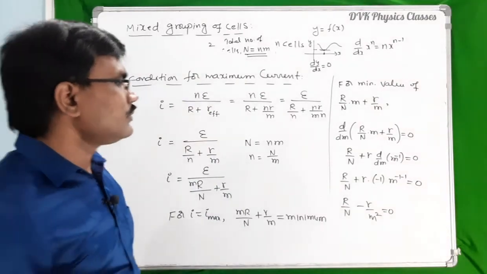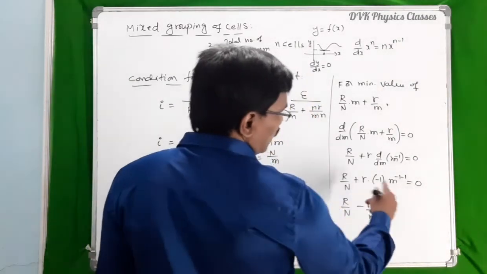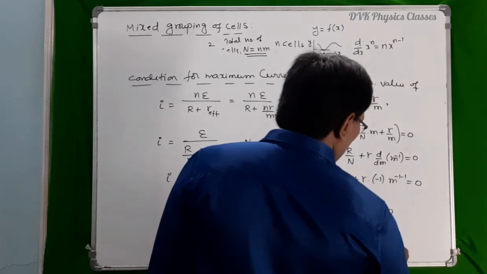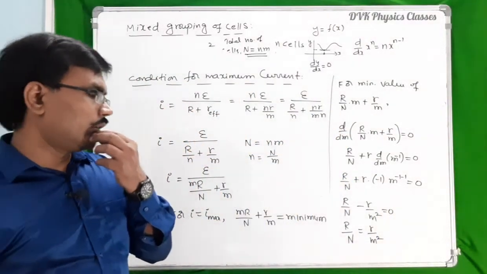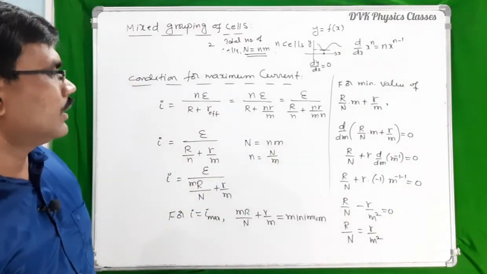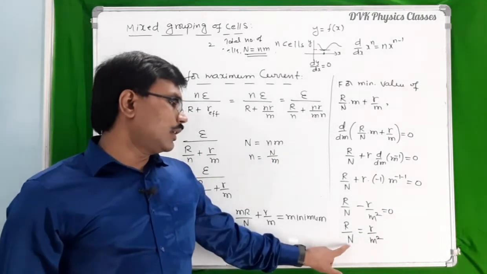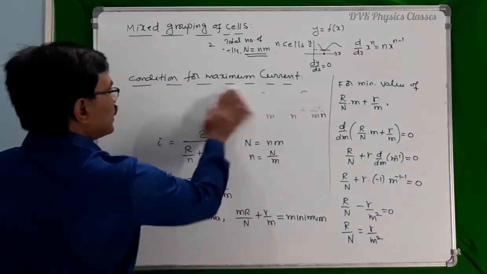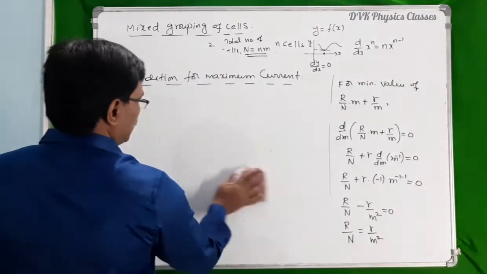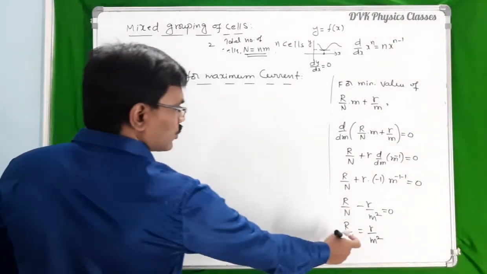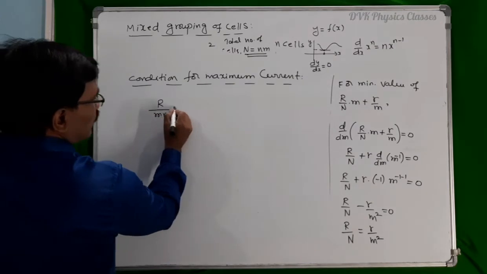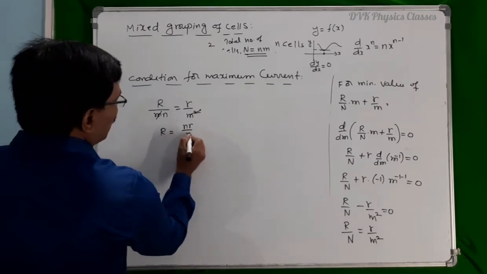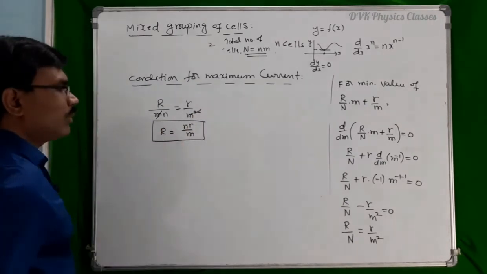Now what should the condition be? Here R is the internal resistance of one cell, a constant. Therefore R by N is equal to R upon m square. That is the condition for having maximum current in the circuit. Suppose we replace capital N by this term, because in terms of the number of rows and the number of cells in each row, we have to express the condition for maximum current. In place of capital N, I substitute m into n, so mn equals m square, one m gets cancelled. Therefore R is equal to n R upon m. This is the condition for the current to be maximum in the circuit.